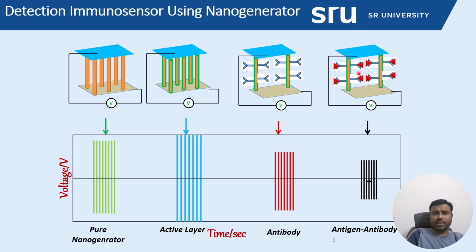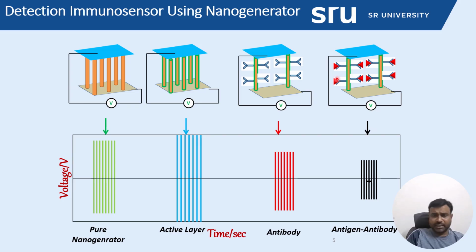So the output voltage decreases dramatically compared to the previous three steps, because the antigen also has an insulating characteristic, and the antibody also has an insulating characteristic. For example, compared to this, which is only the bioreceptor attached nanogenerator device, this is after antibody interaction. So we can see the clear difference in the output voltage from the nanogenerator after applying a constant uniform mechanical force.